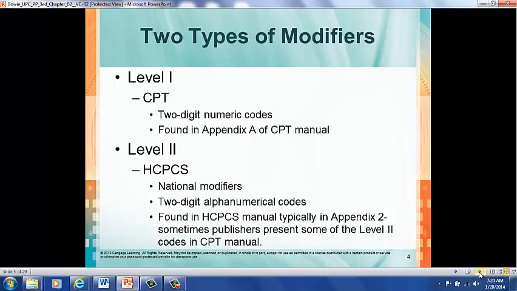There are two types of modifiers that are used with CPT codes. Level 1, which is CPT-4 modifiers, which are two-digit numeric codes, whereas Level 2, HCPCS and National modifiers, are two-digit alphanumeric modifiers. A complete listing of Level 1 and Level 2 modifiers is contained in the Healthcare Common Procedure Coding System, or HCPCS, and are commonly found in Appendix A of CPT books. Coders can become familiar with the modifier codes and descriptions by reading Appendix A of the CPT manual.